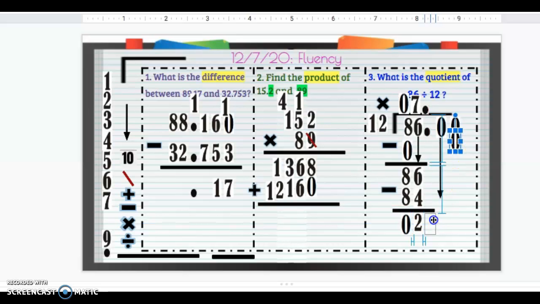And then I have to ask myself, how many times does 12 go into 20? 12 times 1 is 12. 12 times 2 is 24. So 24 is too big, so it has to be 1. So I put a 1 there, and then I put a 12 below the 20. And then I have to subtract that.